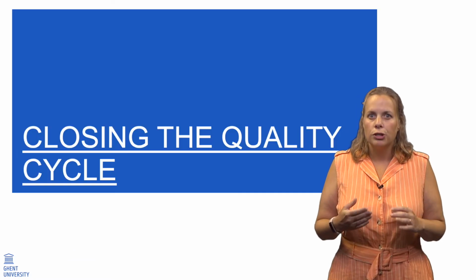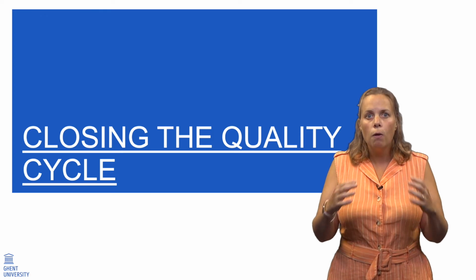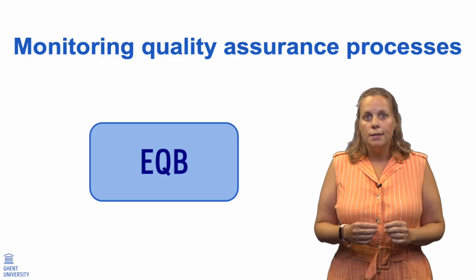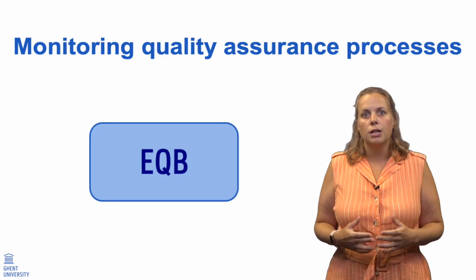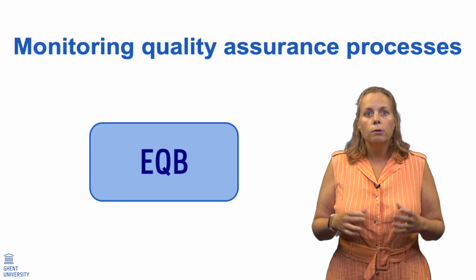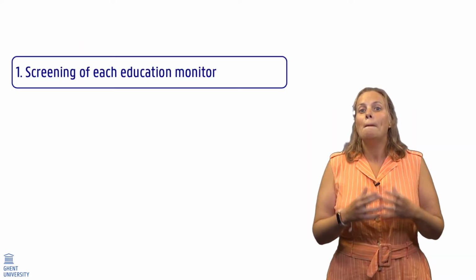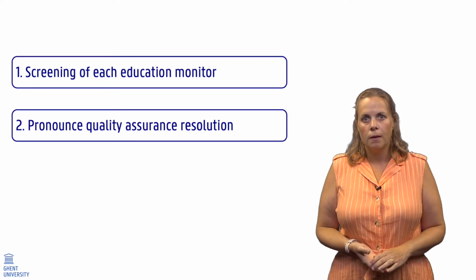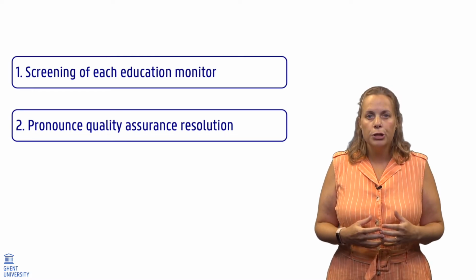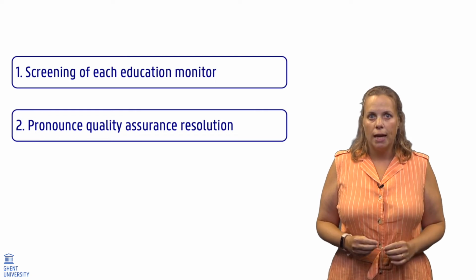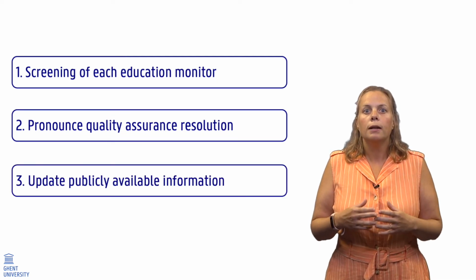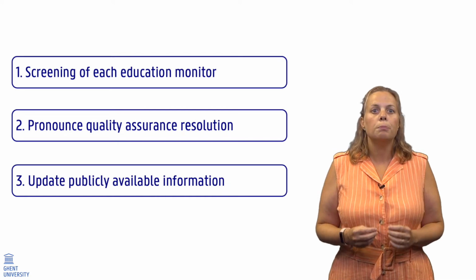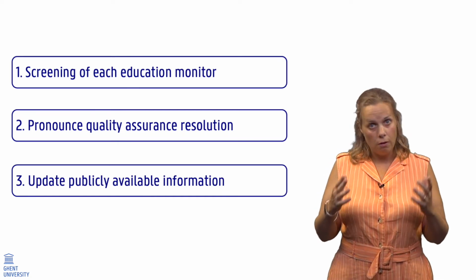But who's in charge on a central level to monitor if all program committees are able to go through this process? This role is reserved for the Education Quality Board. They close the quality cycle at top level by screening every monitor and issuing an assurance resolution. After receiving the resolution, the program committee needs to take action and adapt its publicly available information if necessary. In this way, the general public is informed about the quality of the program.